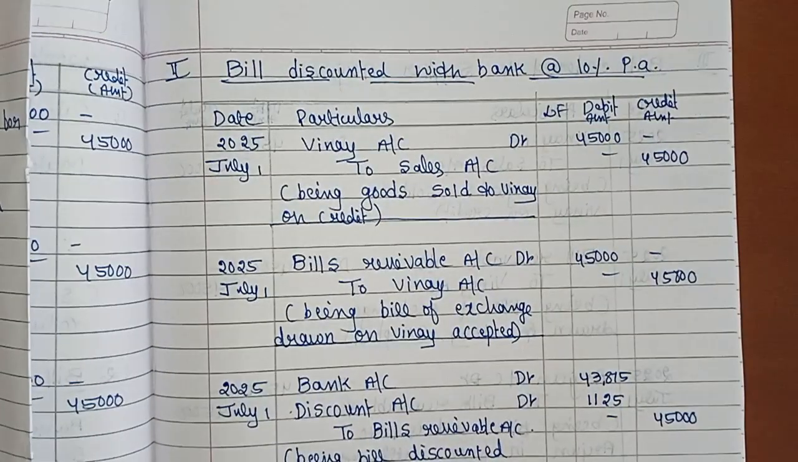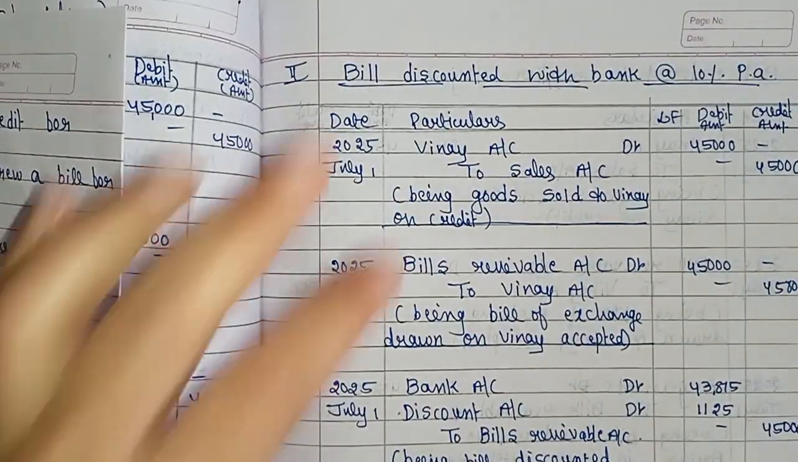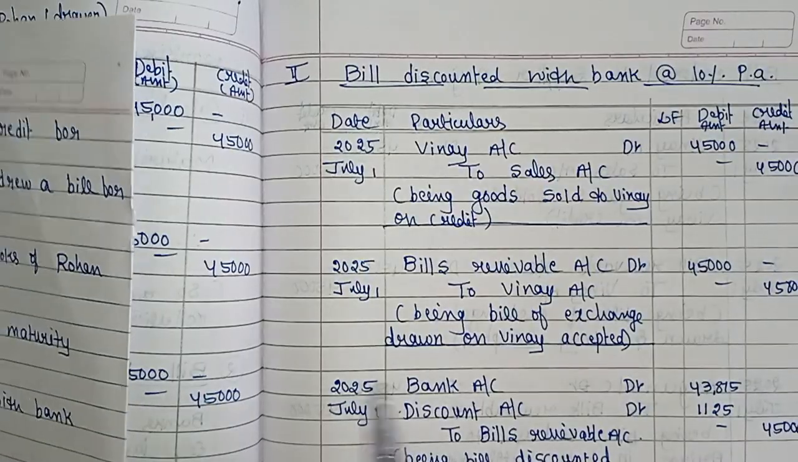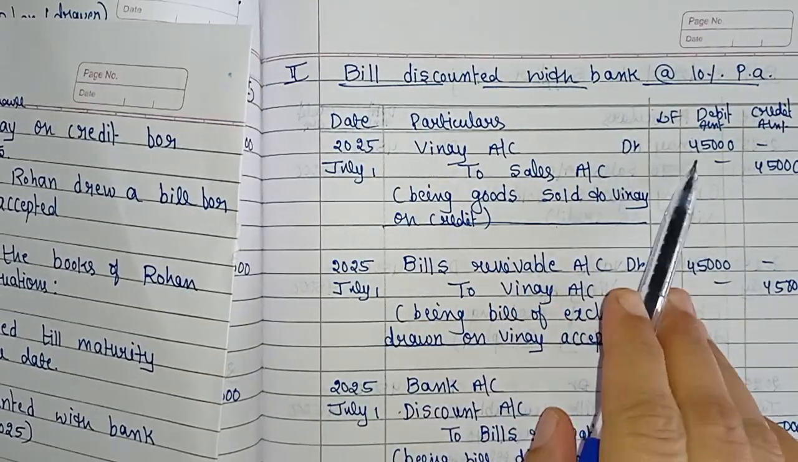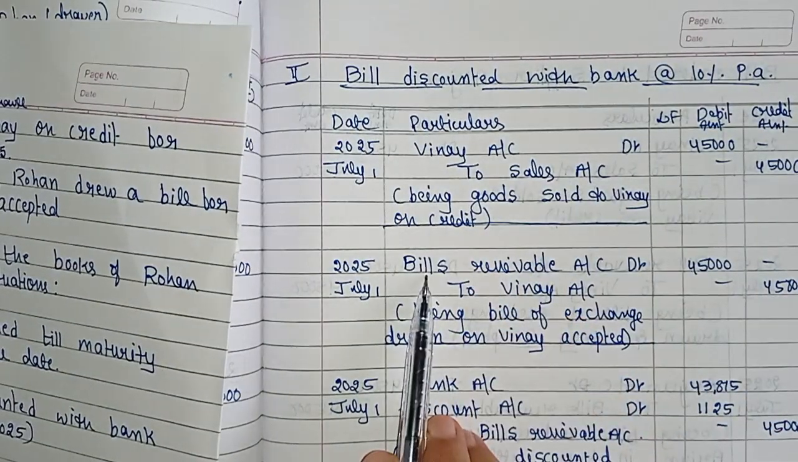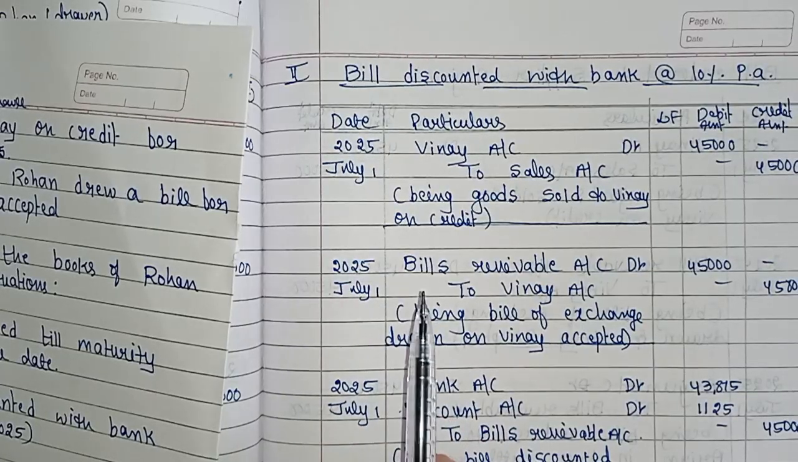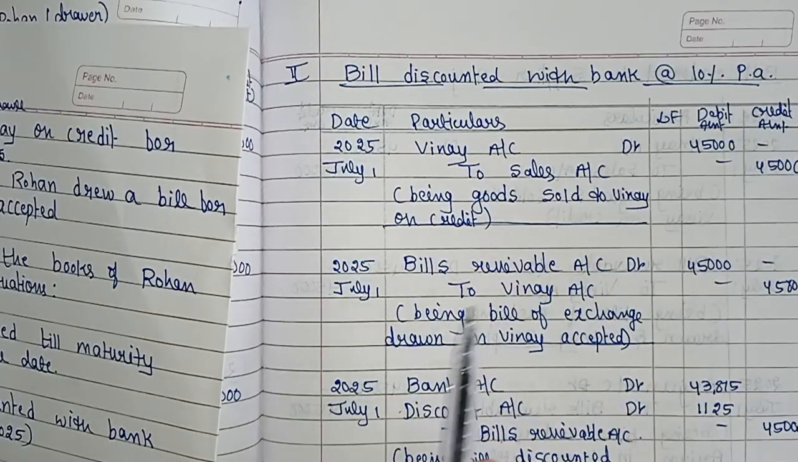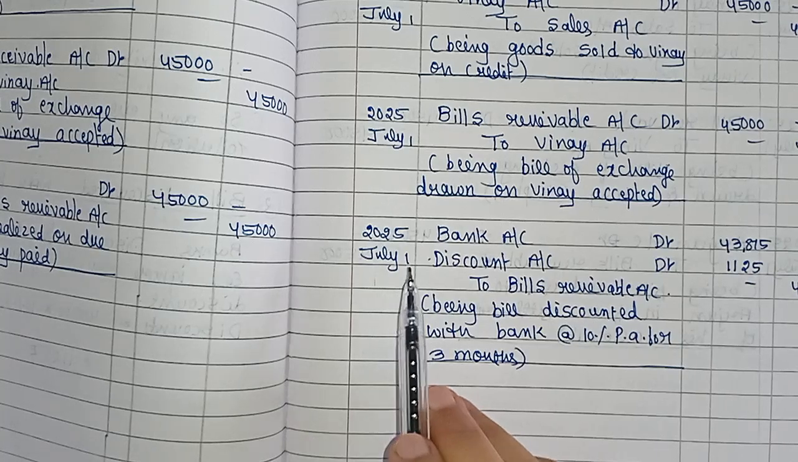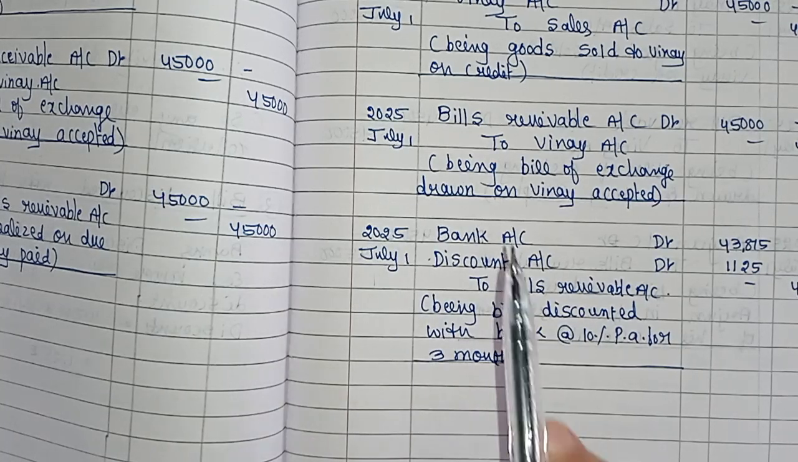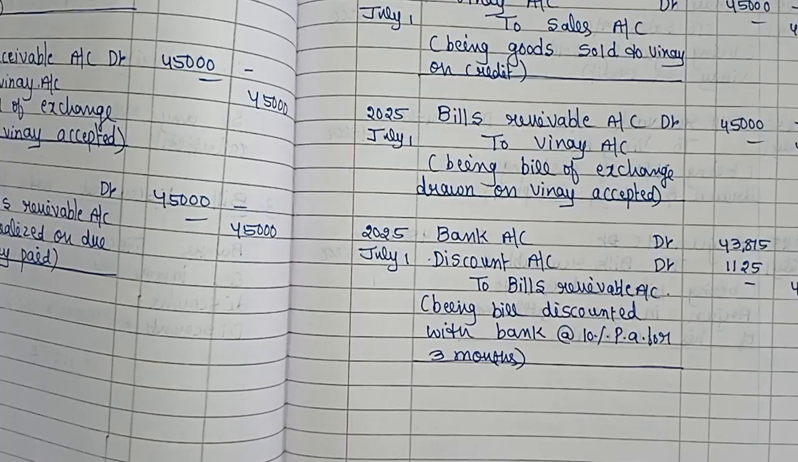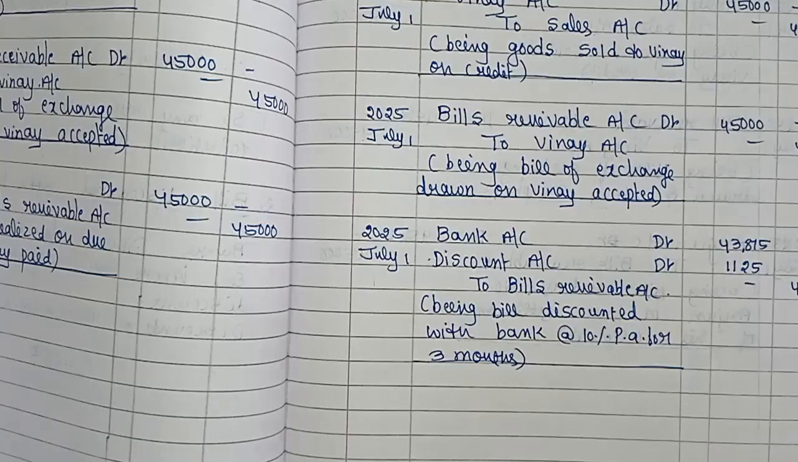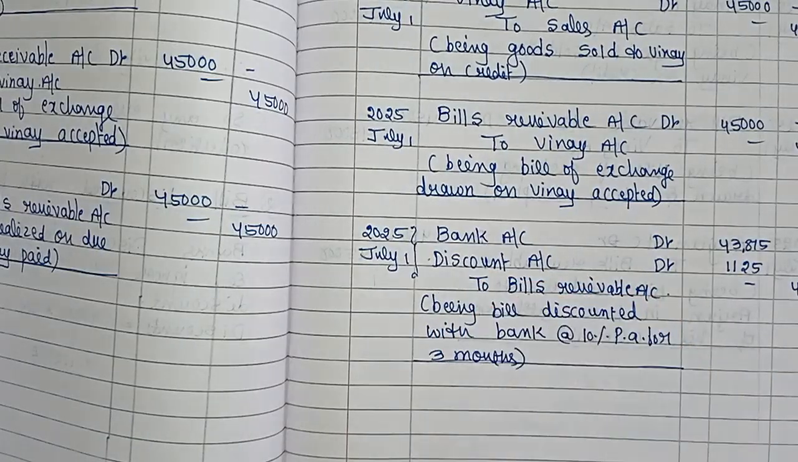See here. So here the first two journal entries are the same. That is, the goods sold to Vinay on credit: Vinay's account debit to Sales account. And next one, Rohan draws the bill, it is accepted by Vinay and given back to Rohan: Bills Receivable account debit to Vinay account. But here don't write October 4th, the date of maturity. Why? Because on July 1st only Rohan is going to receive the amount from the bank. He discounted the bill with the bank.